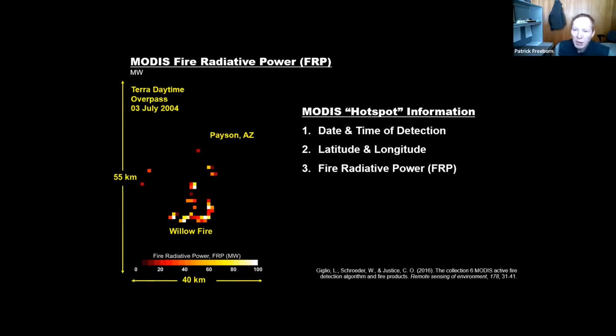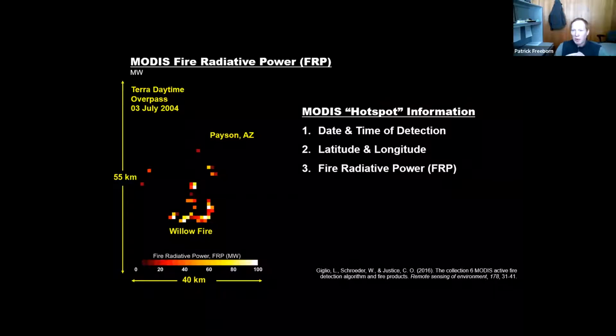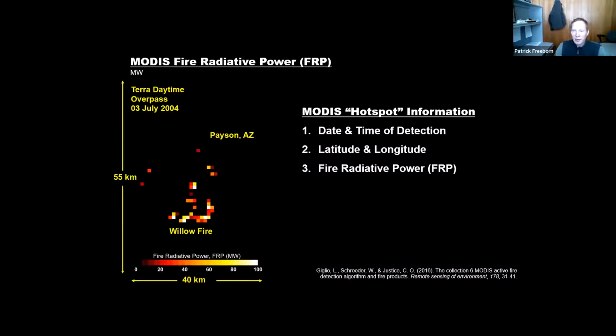And so if you take the FRP associated with all of these individual active fire pixels and you sum them up over the entire active fire area, on this particular day, during this particular overpass, the Willow Fire was emitting approximately 2,000 megawatts.